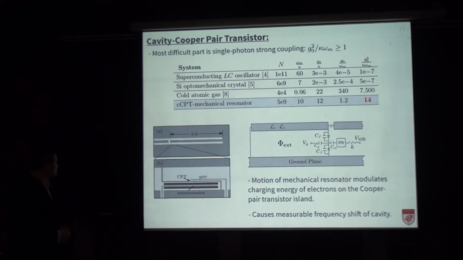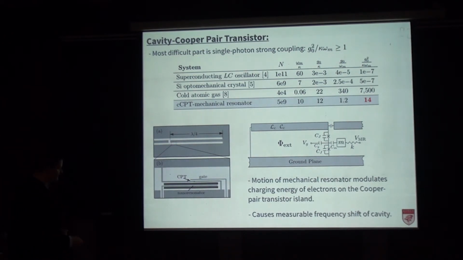So the idea is you use what's called a Cooper pair transistor, which is formed by two superconducting Josephson devices, and you put it inside a microwave cavity. And then what happens is, if you take a mechanical degree of freedom and you couple it capacitively to the center island of these two Josephson junctions, then as the mechanical oscillator moves, it changes the charging energy for electrons on this island, and then the current that flows from the center line into the ground plane is modulated by this motion.